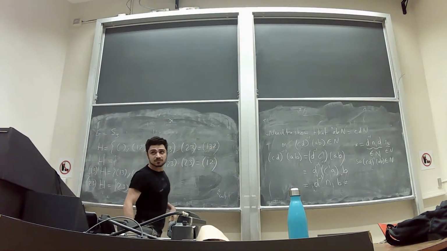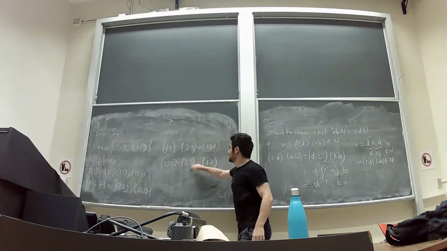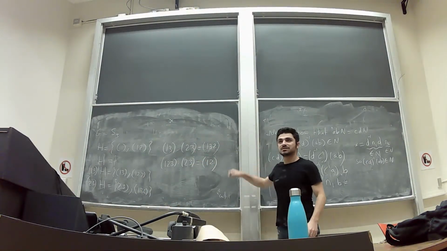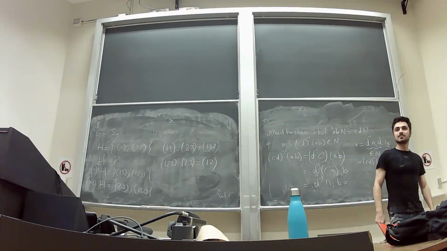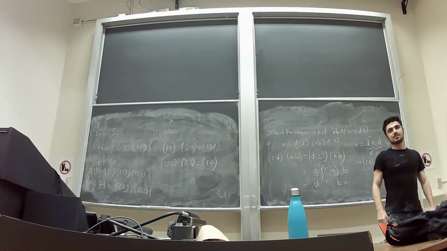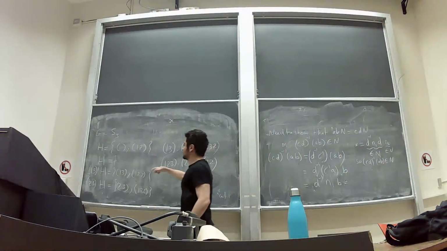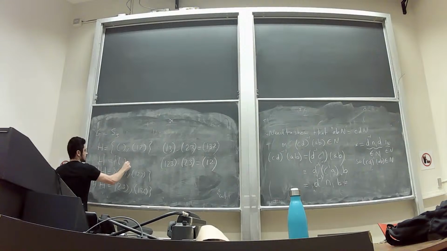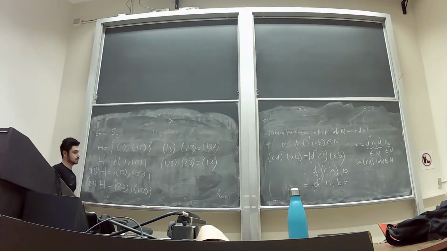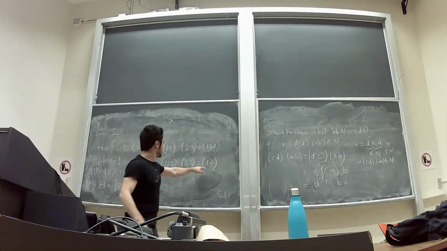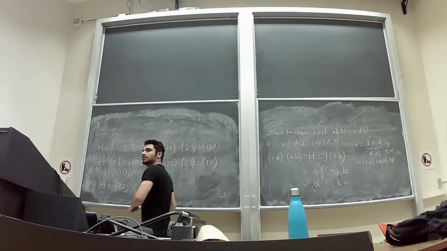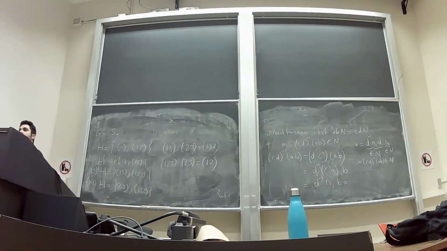Now take the product. The product of these two and these two should belong to the same coset, but it doesn't. (1 2) is in H, and (1 3 2) is in this other coset. So this operation is not well defined if H is not normal. Okay?